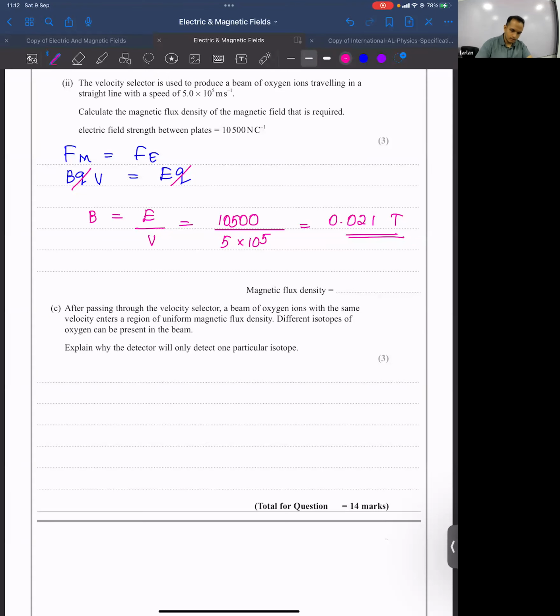Listen, guys, speed. F equals ma. I'll start from this one. This is the third or fourth time I'm writing this today. F equals BQV equals mv squared over r. So the v and v will cancel off. R equals mv over BQ.